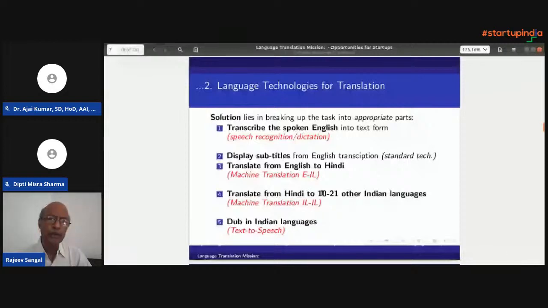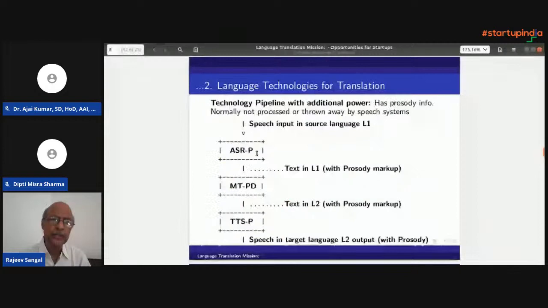And so what one could do is to enhance these technologies at each of these three boxes, keep putting the prosody information. Information that is thrown away in a dictation is very valuable and should be kept so that it can be used in a machine translation system. So P stands for prosody. So automatic speech recognition with prosody markup, and machine translation with prosody and discourse, not just sentence but paragraphs. And finally, the text-to-speech system also with prosody.